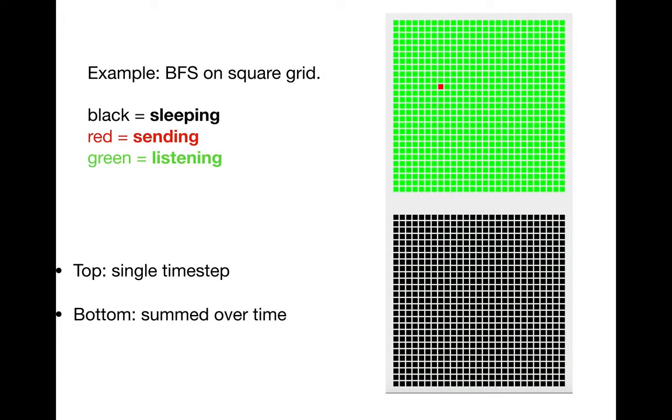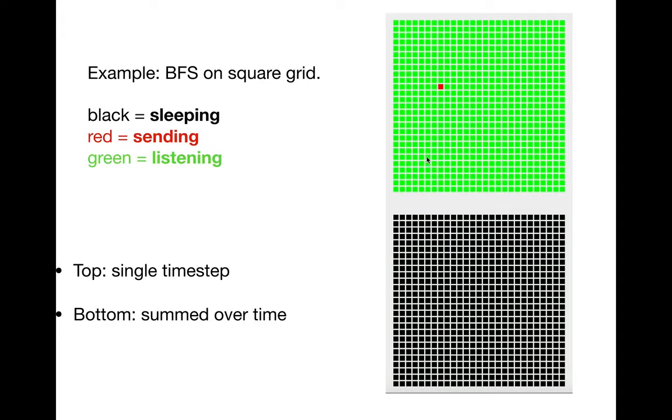Next, as a motivating example, I'd like to show you an animation of the breadth first search algorithm running on the square grid graph. It's color coded, so each of these little squares is a node. It's colored black if the node is sleeping, red if the node is sending, green if the node is listening. And if you can't tell the difference between the red and the green, it really doesn't matter, because each one is getting a unit energy cost.